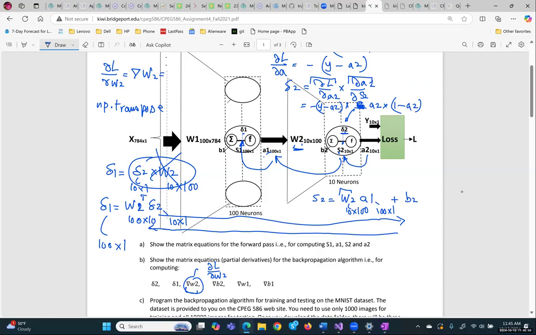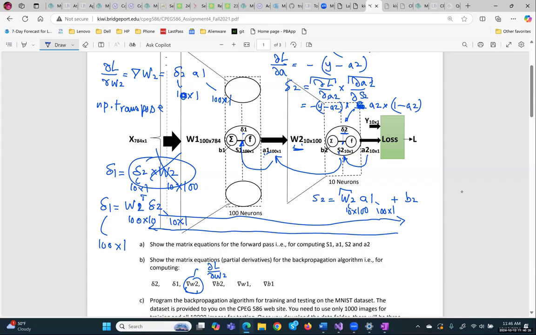So what I'm saying is partial L over partial W2, which is the same as delta W2, is related to delta 2 multiplied by A1. So it will be delta 2 multiplied by A1. Before you write it on a piece of paper, again, check from the matrix point of view, is it proper or not? So what is the size of delta 2? Yes, 10 by 1. What is the size of A1? 100 by 1. Okay, so no, that does not sound right.